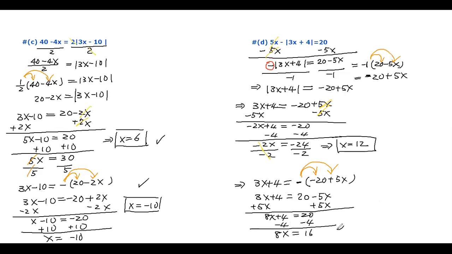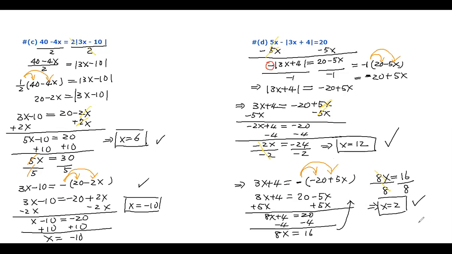I'm running out of space, so I'm moving up here. So this is 8x equal to 16. How do I solve it? Divide by 8 on both sides, and the 8s cancel. So what is x here? x is equal to 2. So I have two solutions: x equal to 12 or x equal to 2. So remember, in order to break the absolute value, I need to have that absolute value by itself on one side of the equation.